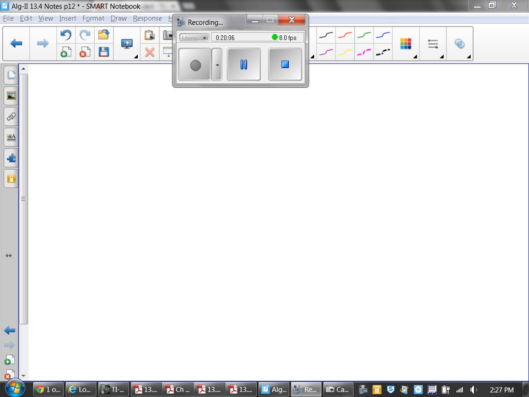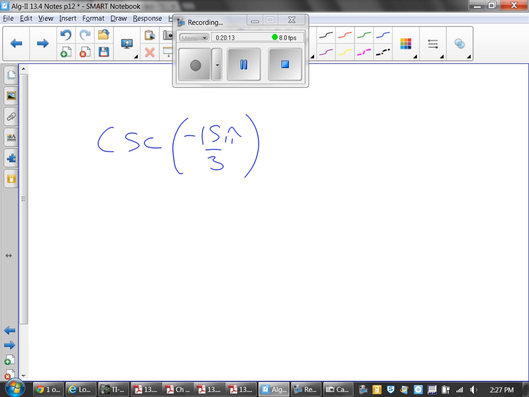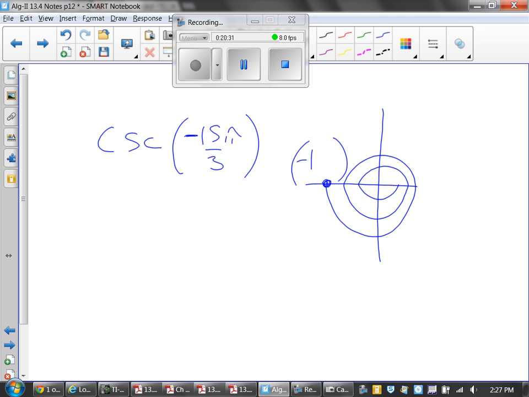If you look at the first one, you've got the cosecant of negative 15 pi over 3. When I see that, the first thing I'm going to do is try to simplify. How many times does 3 go into 15? 5. It's negative, so it's negative 5. So what I'm doing here is I'm going to plot it: 1, 2, 3, 4, 5. So my ordered pair there is negative 1 and 0.